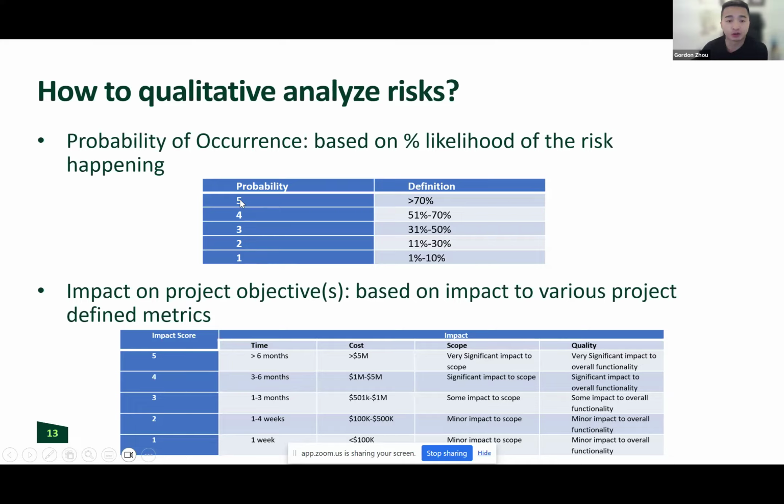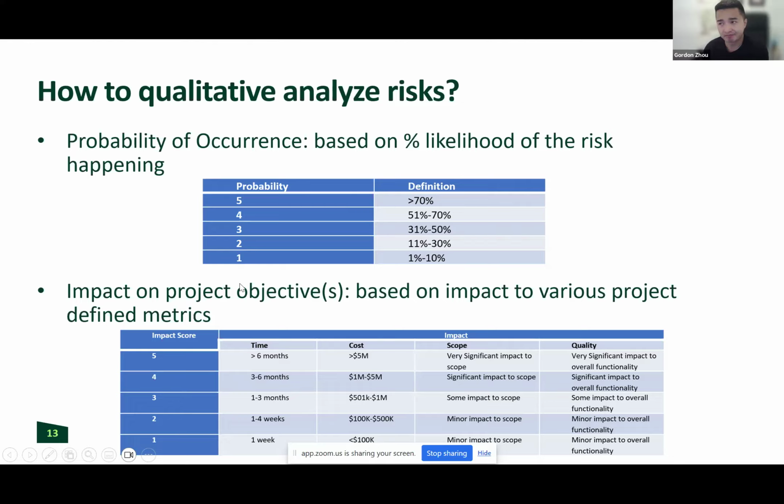So 5, if I were to give a risk a probability score of 5, in this example here, it would mean there's more than 70% chance of that happening. So the example I've given you, where it may rain tomorrow in Vancouver. And I said, you know what, there's 80% chance of that happening. For that risk, I would give it a score of 5, right? Because 80% is more than 70.